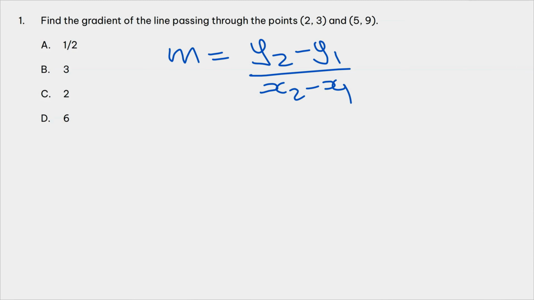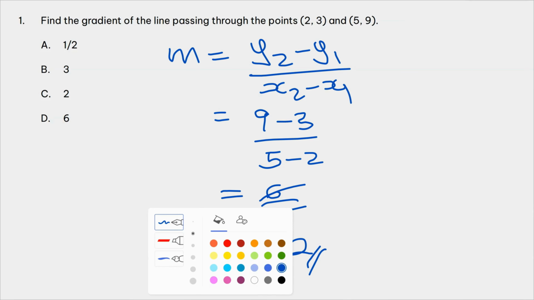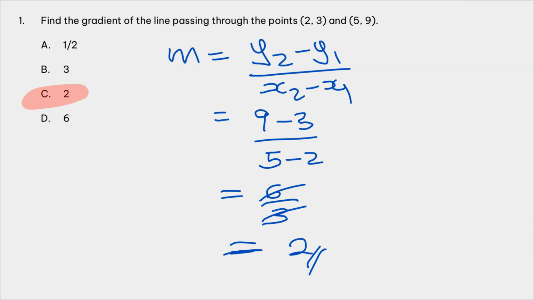Now let's find the change in y. The change in y, we have 9 minus 3, and 5 minus 2. This gives us 9 minus 3 is 6, and 5 minus 2 is 3. If you simplify, you get 2, and your gradient is 2. Let's mark the answer as 2. Let's go to the next one.